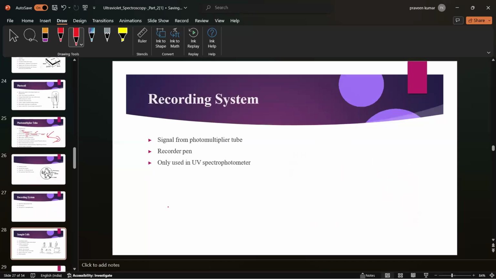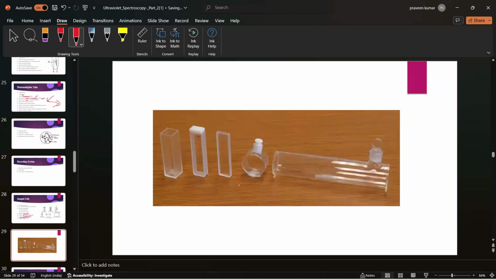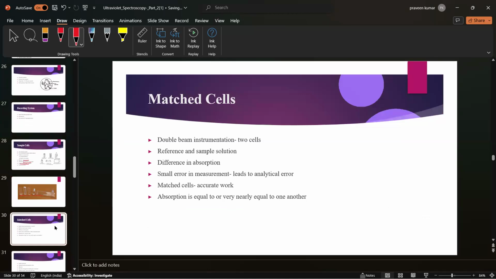So this is the recording system. As I mentioned, there are different shapes of cells. These cells should be inert to the solvents and transmit light of the desired wavelength, and fused quartz or fused silica is the most widely used. As you would have seen during your B.Pharm, you have been performing experiments under the subject of instrumental analysis, where you have observed different types of cells.